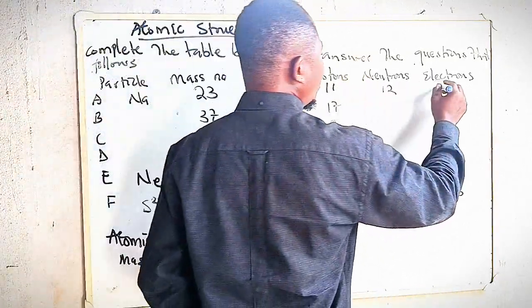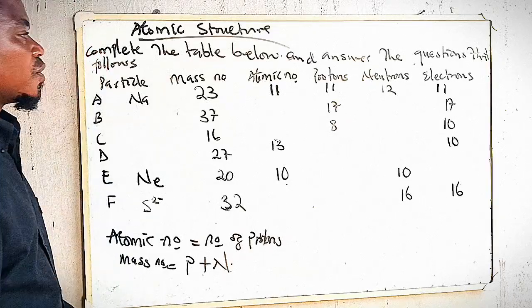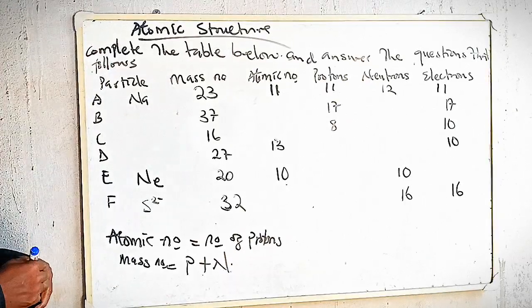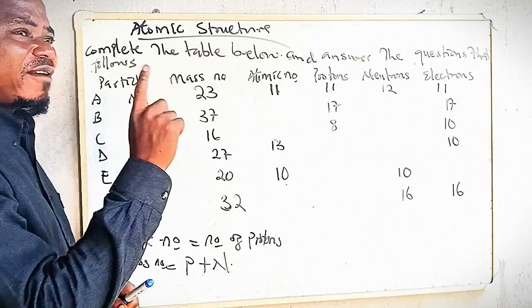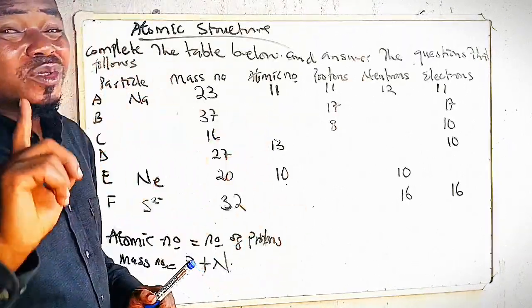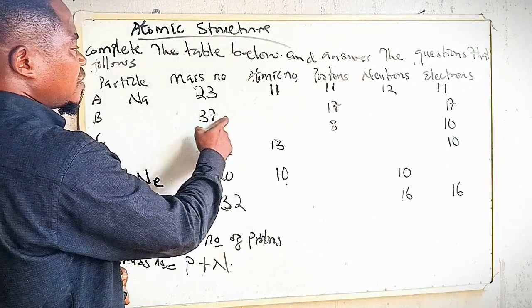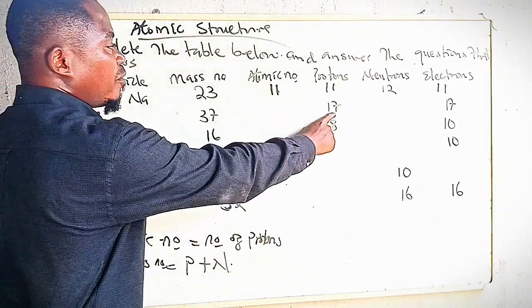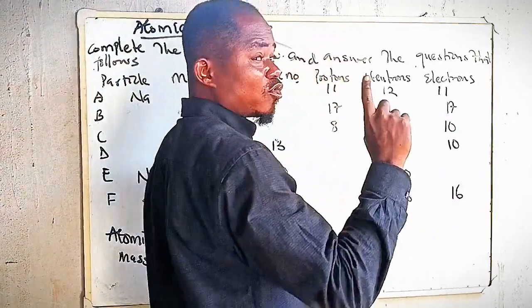Now, the number of electrons should always be equal to the number of protons because this is a neutral atom. So it's going to be 11. Number of electrons is always equal to the number of protons in a neutral atom. Alright. We don't know the element, but every element has a characteristic atomic number. So if we know the atomic number of this element, we should be able to tell what element it is. Alright. Mass number is 37. We don't know the atomic number, but the number of protons is 17. And the number of electrons is 17, telling us that it is a neutral atom.